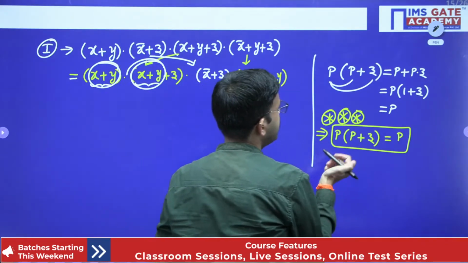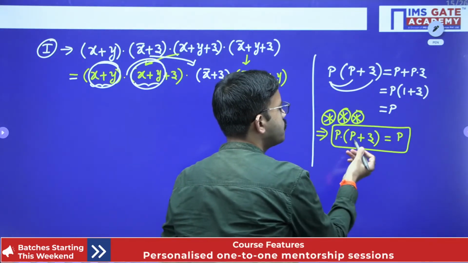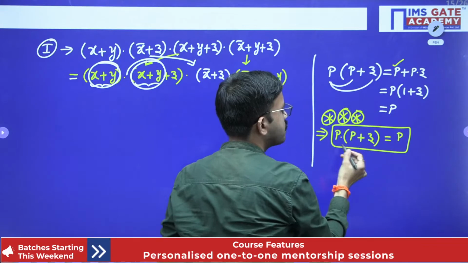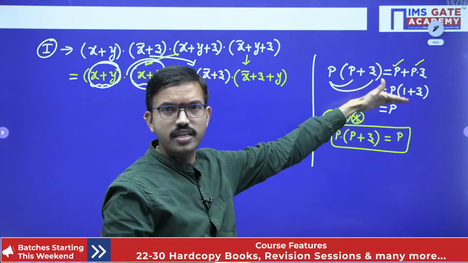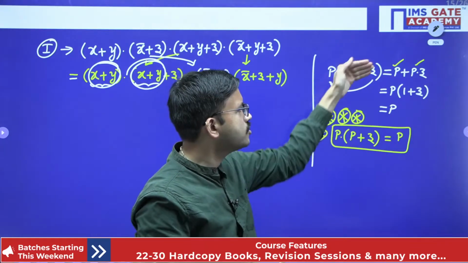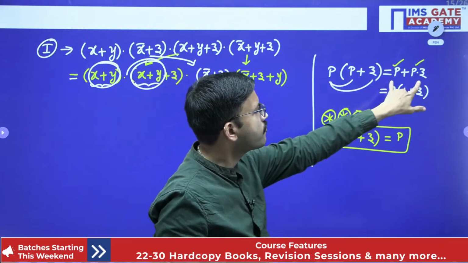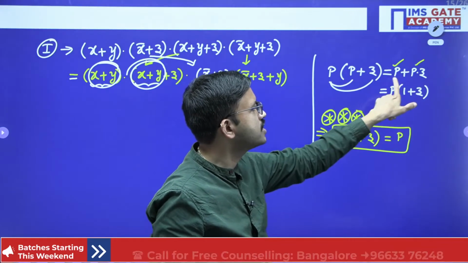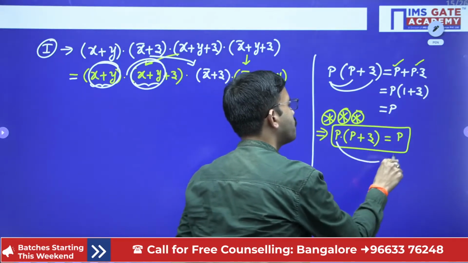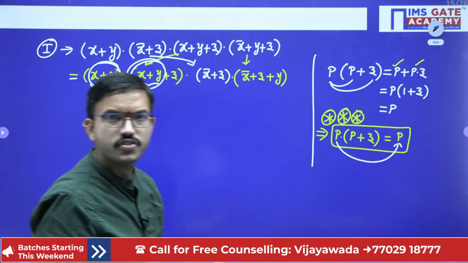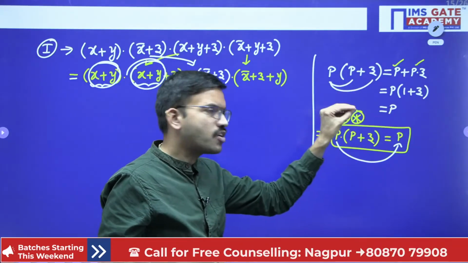I am repeating once again. If you are having P into P plus Z, P into P is nothing but P, plus P into Z is nothing but PZ. Whatever we have written here, you can do these simplification steps in the mind only. After that, from these two you can take P as common. 1 plus anything is 1. So finally, P only you are going to get. That's all.